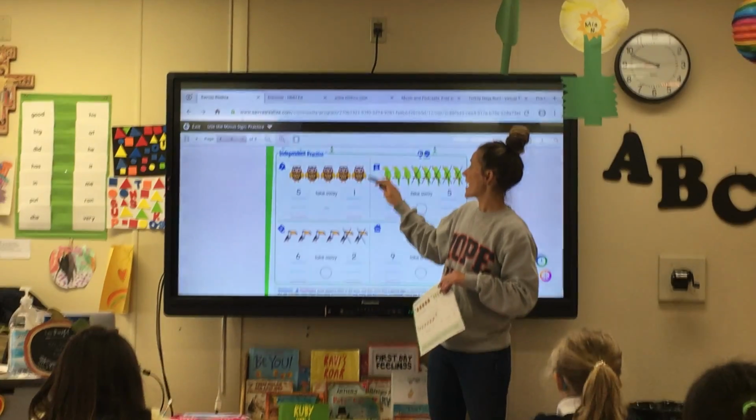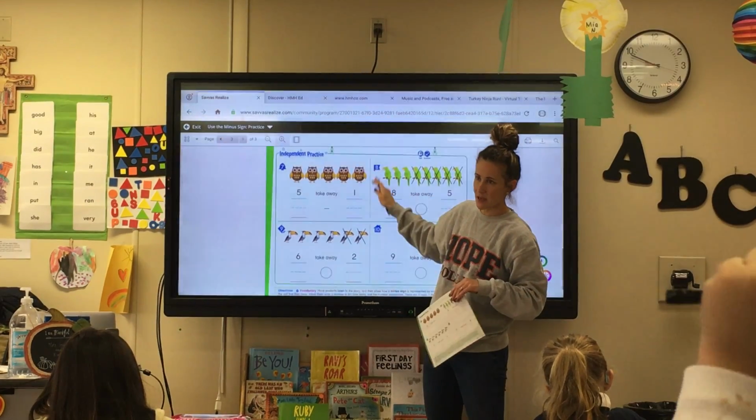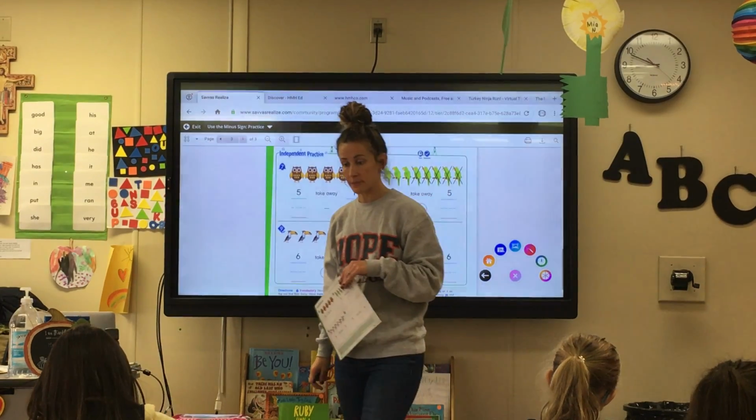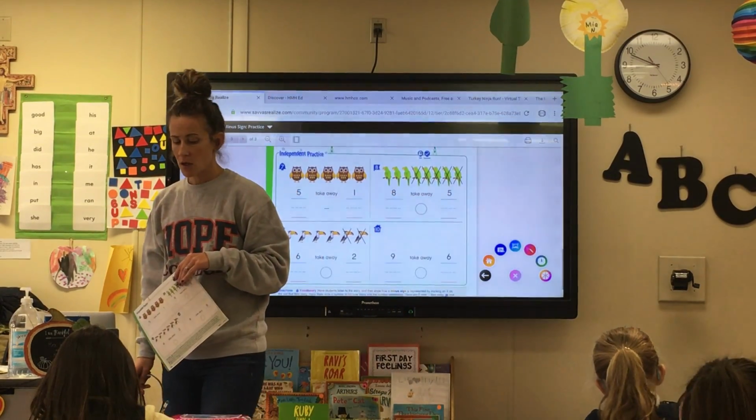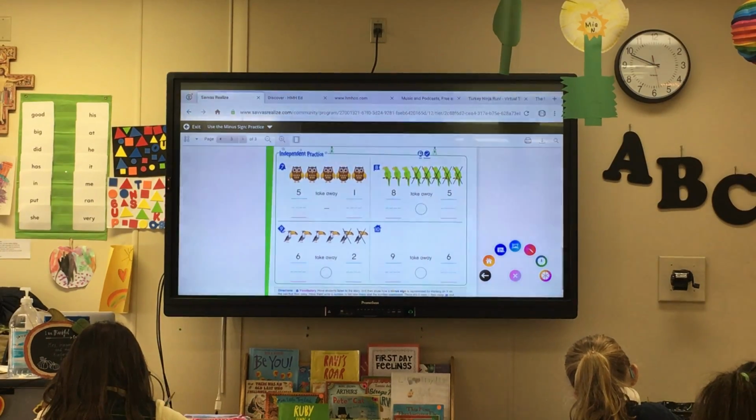X out 1 owl, at the very end here. See how they're always on the right side? We're Xing them out at the end of the row. So X out 1 owl. Don't forget to do that. Take away it? No. Just put an X on it. No circling. X out 1 owl, it says.